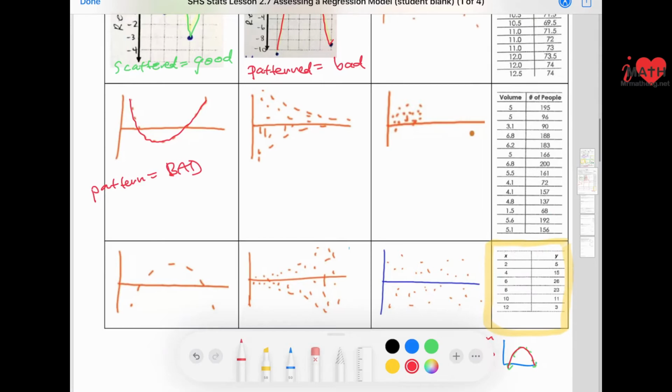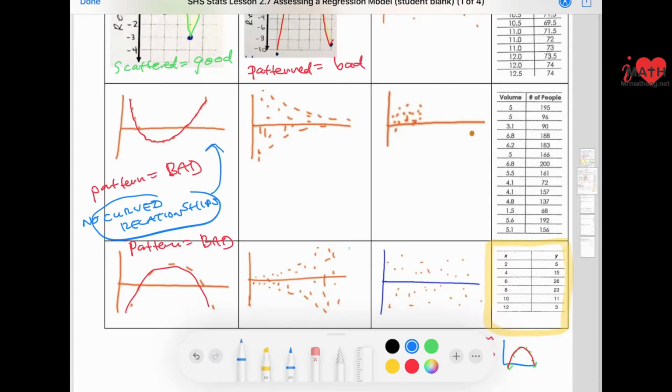And if you look at this one, it looks pretty similar, right? Pattern. So this is bad. Okay. So again, we kind of talked about it, but I'll just summarize it. No curved relationships between these two, right? In this example and that example. Okay.